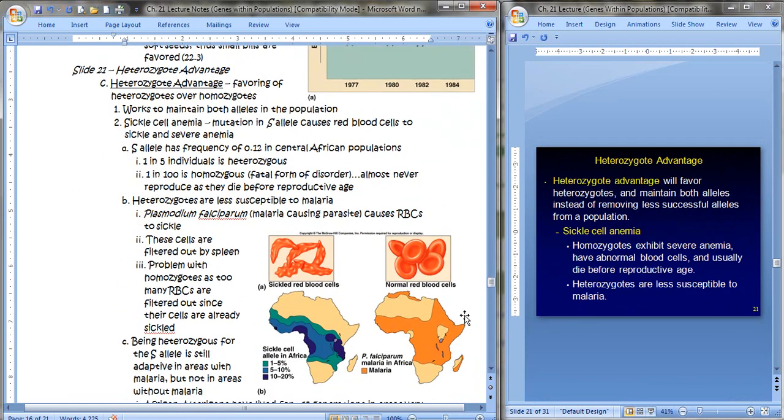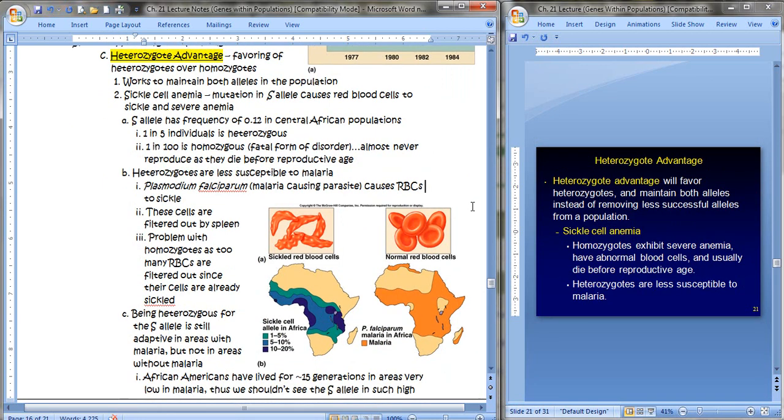Another pattern that we see is something called heterozygote advantage. And I talked a bit about this with you guys when we covered some of our crosses.